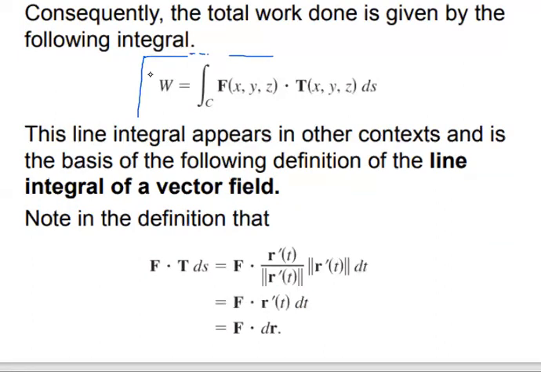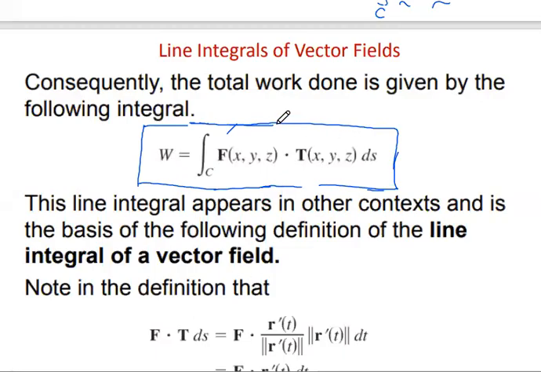traveling from the first island to the second island along the path under this sea current. Here, this is the equation. This is called the line integral of F over C, the line integral of this vector field over that path. Does this make sense?